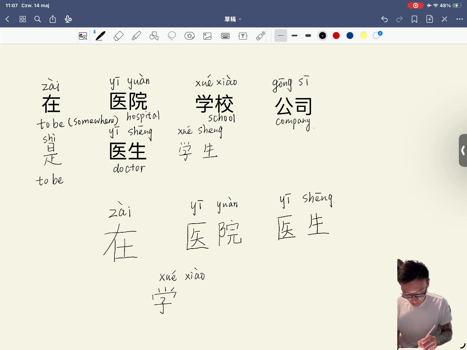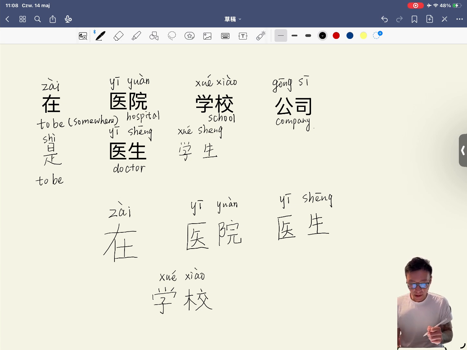And now let's write 校 together. First, there is a cross. And then it's like 2 legs, left and right. And on the top, on the right side. And then something like this. And we make a cross here. 学校. Okay, 学校 means school.